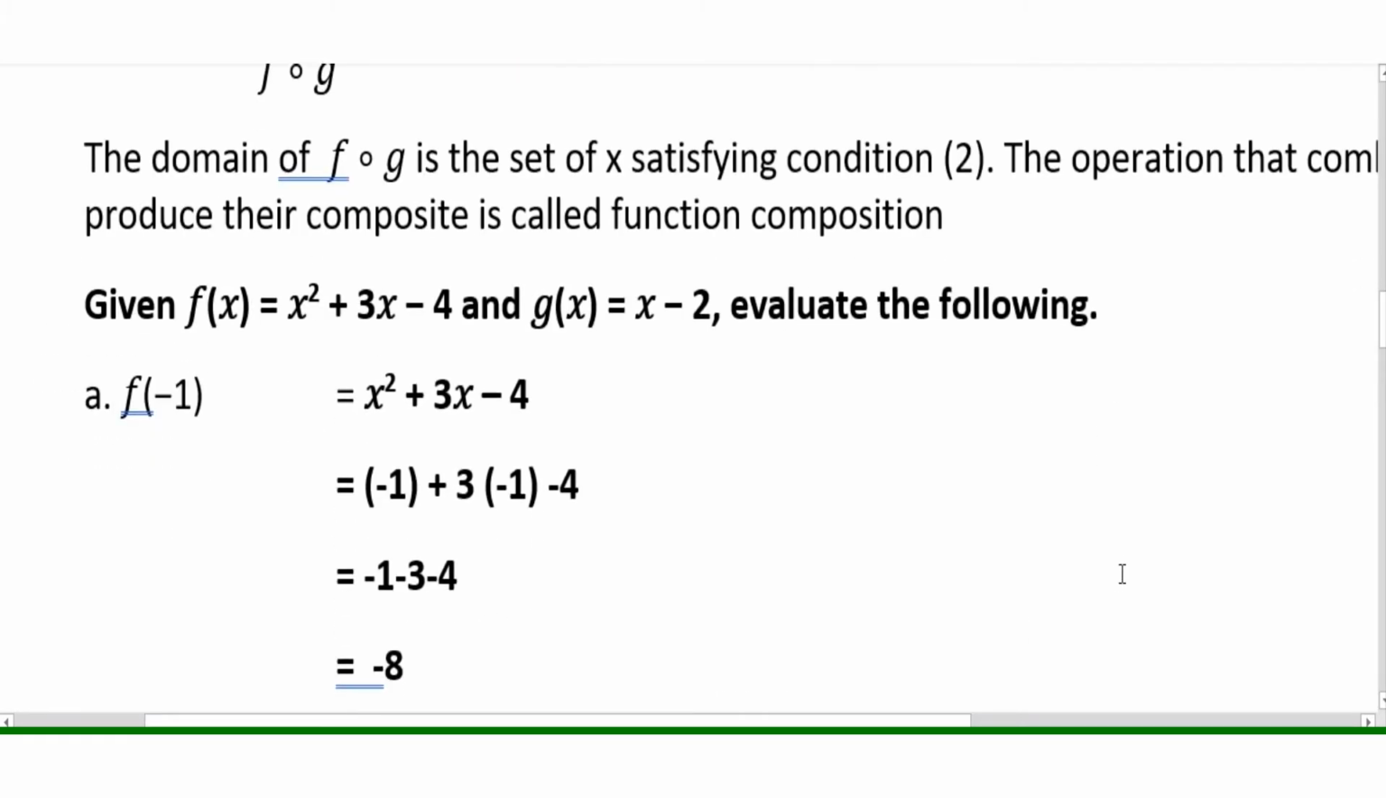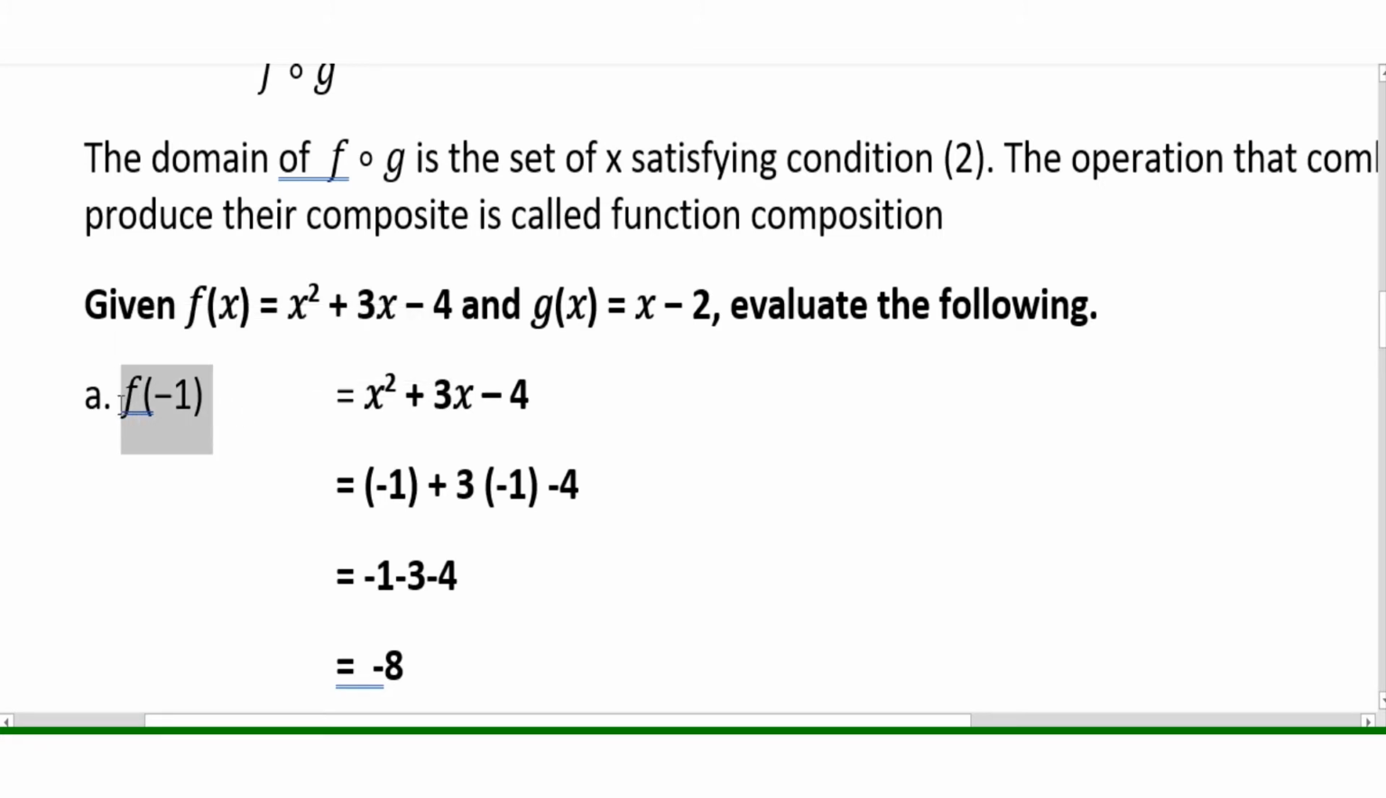Now, we have an example here. Given two functions f of x and g of x, wherein f of x is x squared plus 3x minus 4, and g of x is equal to x minus 2. So, evaluate the following. The first one to evaluate, we will just review our evaluation of function, wherein we're going to find f of -1.